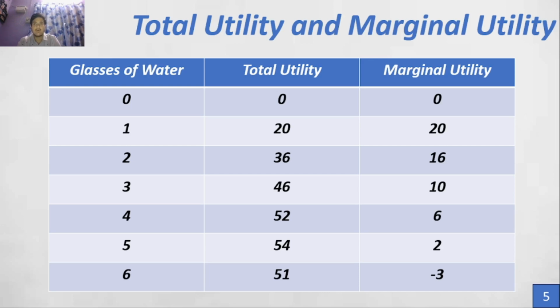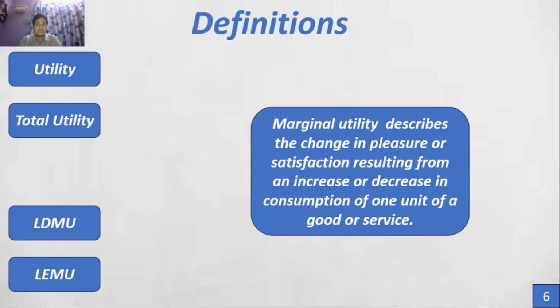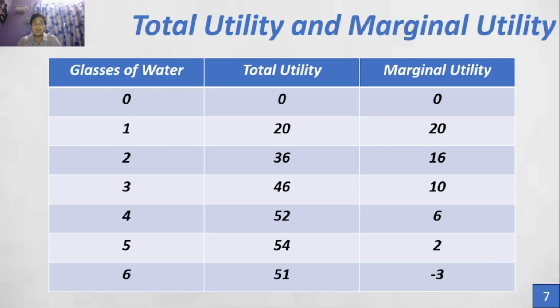Now let us see what is marginal utility. Marginal utility describes the change in pleasure or satisfaction resulting from an increase or decrease in the consumption of one unit of a good or service. Simply put, it is the amount of satisfaction that a particular glass of water gives. Before we had a second glass of water, our total utility was 20. After consuming it, our total utility has become 36. The second glass of water has given us 16 utils of satisfaction. This is called as marginal utility.